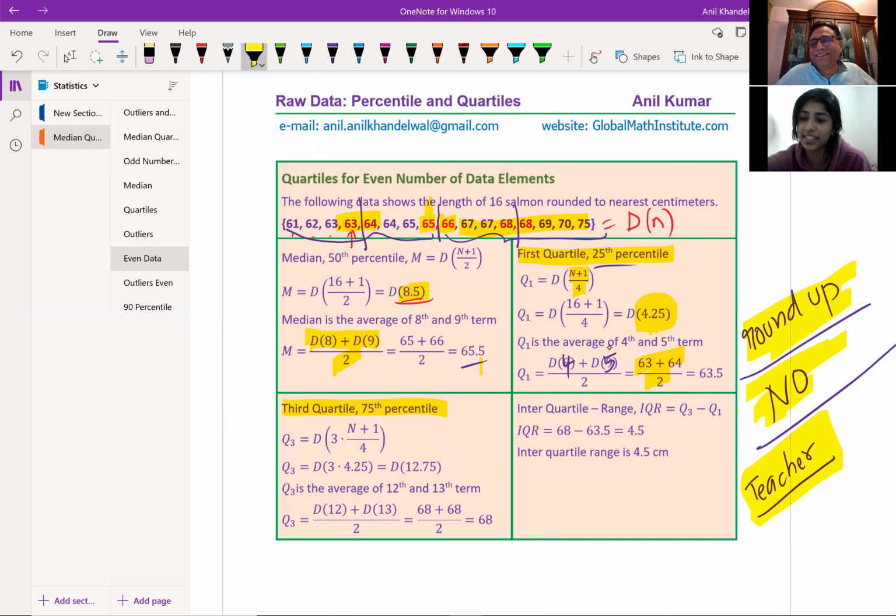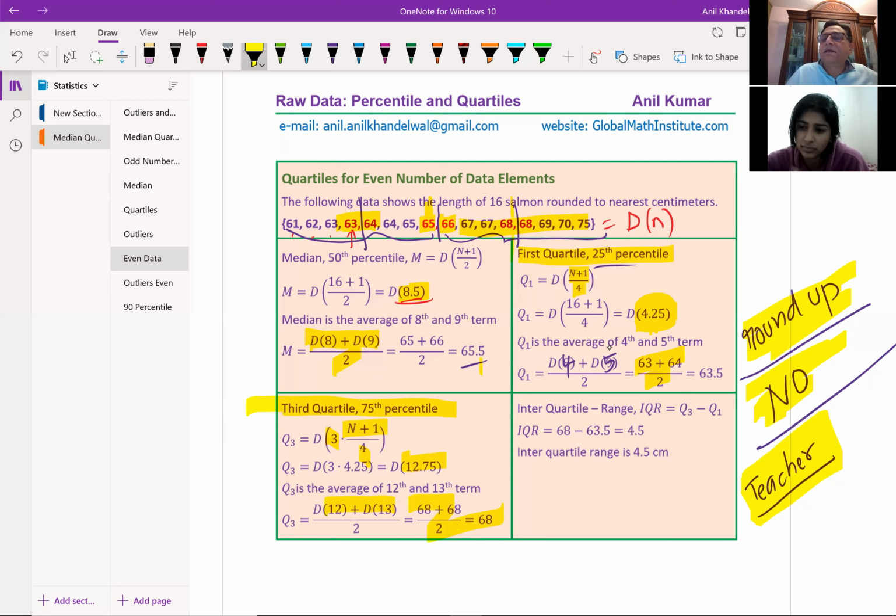No. This is clear. So I want this to be the method that I follow because it makes sense. Adopt it, right? So 75th percentile means 3/4 of n plus 1. When you do 3/4 of n plus 1, you get 12.75. I'm not rounding up. I'm taking the 12th and 13th terms and finding their average. It is 68. I am finding the center value.